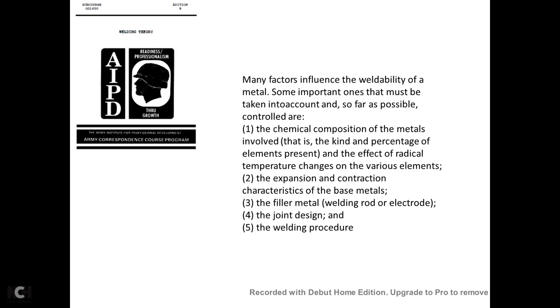One, the chemical composition of the metals involved. This is the percentage of the elements present and the effect of radical temperature changes of various metals. Two, the expansion and contraction characteristics of base metals. Three, the filler metal, welding rod and electrode. Four, the joint design. And five, the welding procedure.